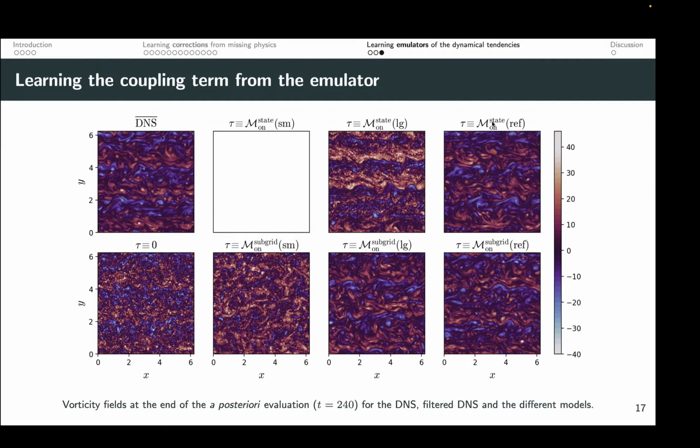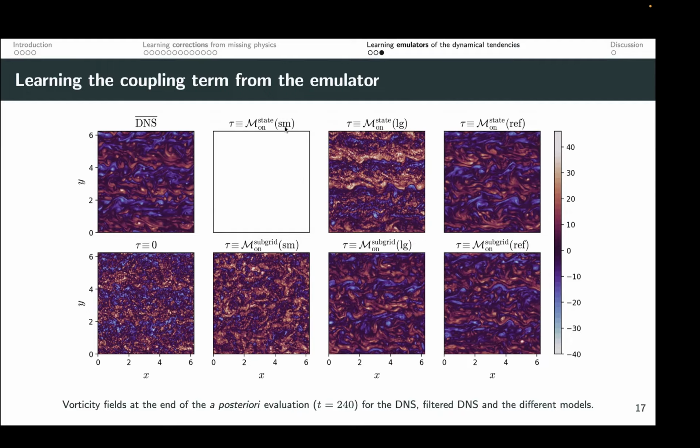And so there's what I call the state loss, where the loss is on the state of the system, so vorticity, for example. And there's the subgrid loss, where the loss is basically on the subgrid term, but also online, so averaged over the time trajectory. And so there are now two emulators: a small emulator that I call SM and a large emulator LG.